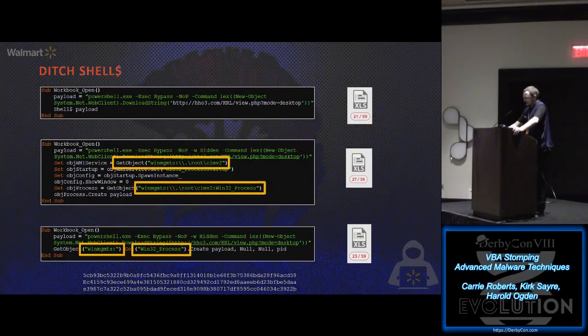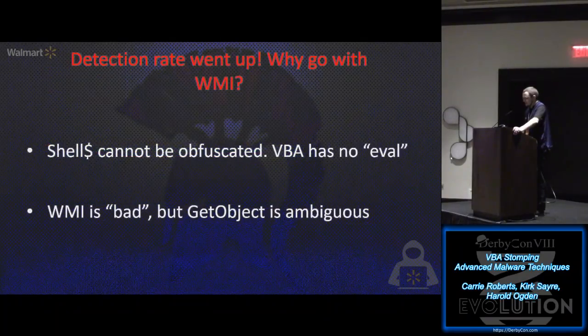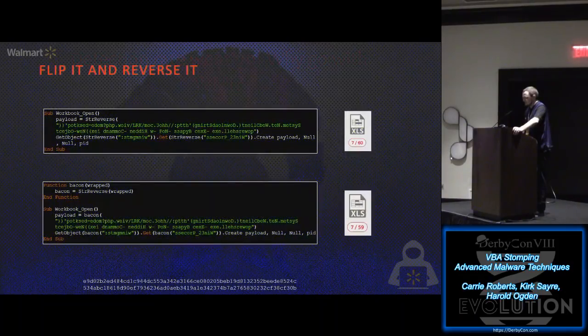However, these are the things that are being targeted by signatures that are out there today. Like the antivirus companies are looking for these to say these are bad documents. This is bad VBA. These are things that we want to block coming into an environment. So WMI is bad, but the GetObject we're using to create that WMI is ambiguous. It's not necessarily bad by itself. It's just those strings like winmgmts and other common strings.